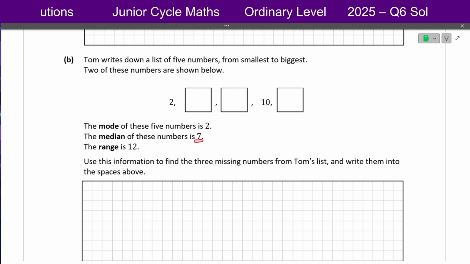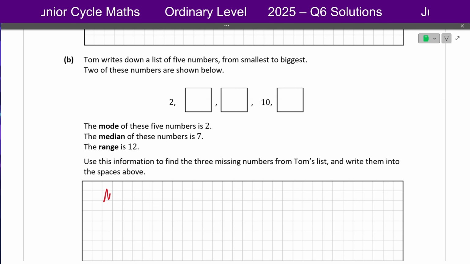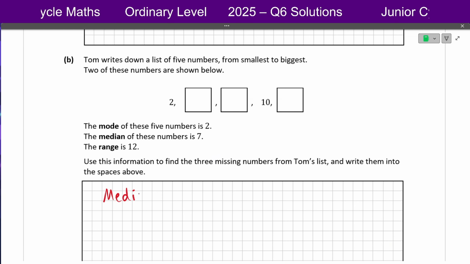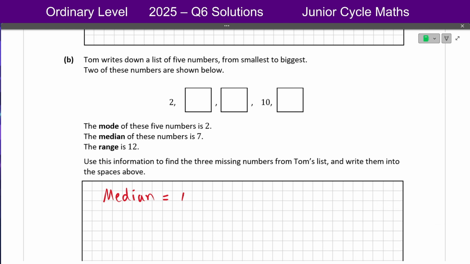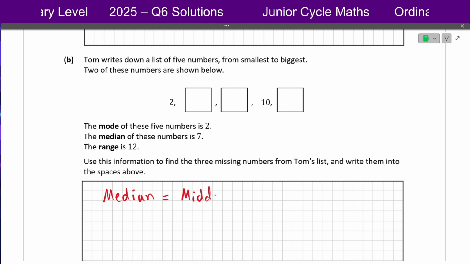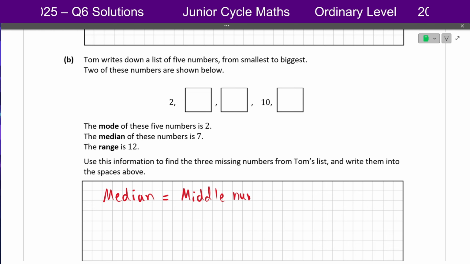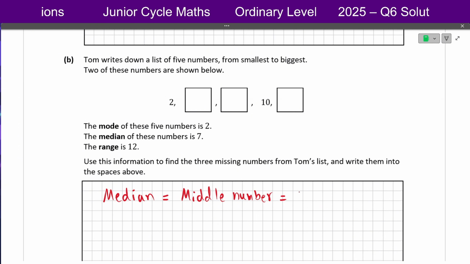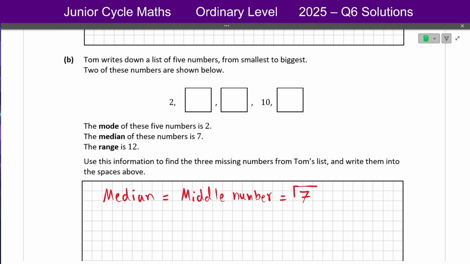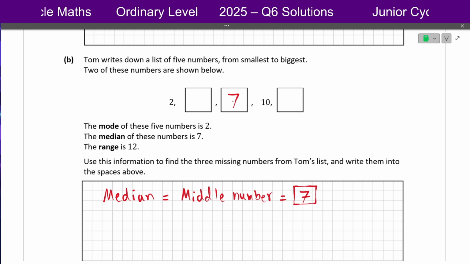So we can say median equals the middle value or number, and this gives me number 7. So that's the first number, and we write it here: number 7.